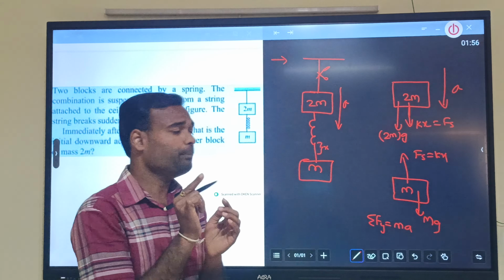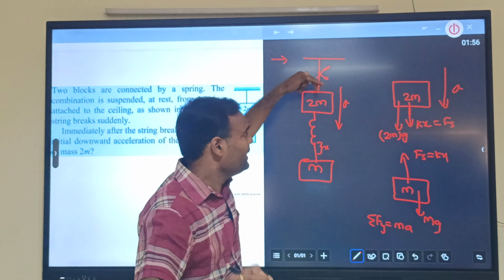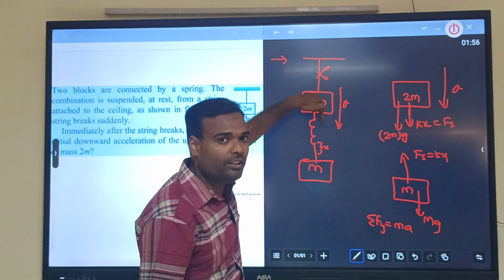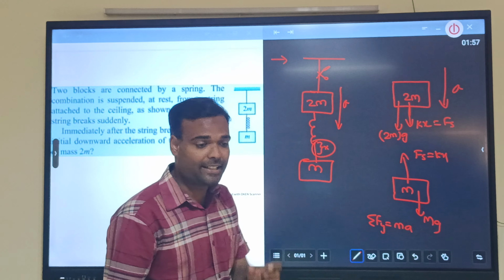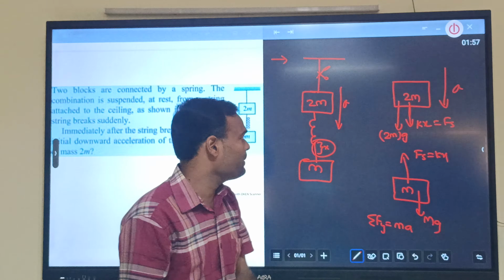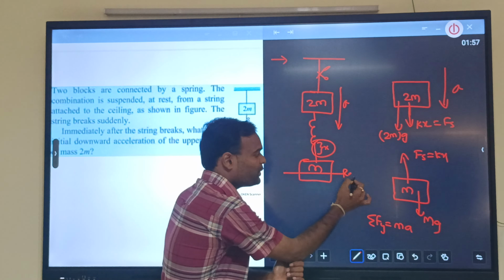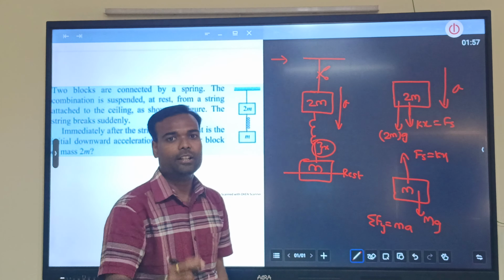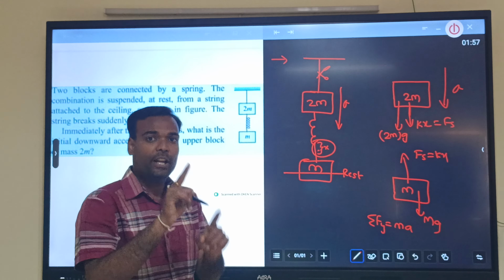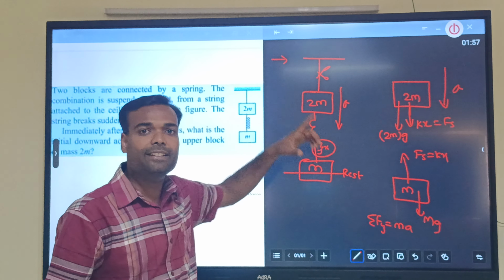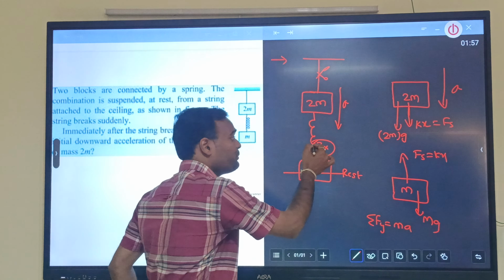But the most important point, whenever we are cutting the string, immediately this will try to move in the downward direction, but the spring is still having some extension, elongation. So this block will remain at rest only. At that spark of a second, this block is still at rest because it is already elongated. If it is not elongated, obviously this would get the same amount of acceleration as this one. Am I right? But extension is present.